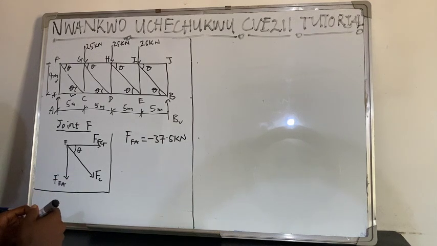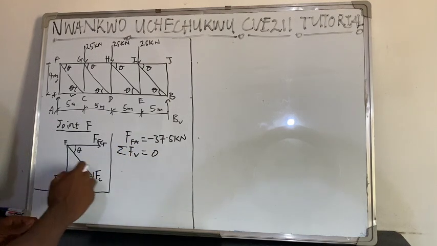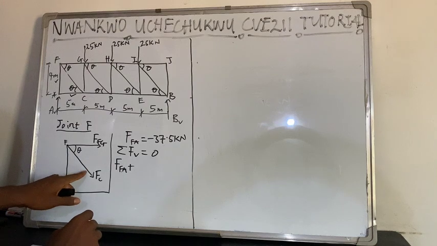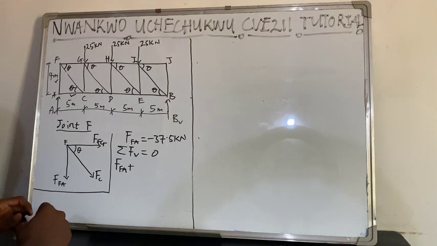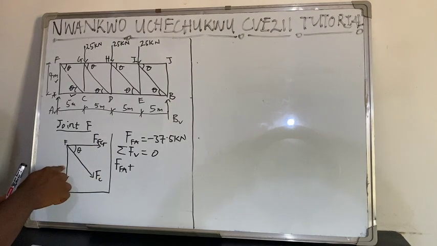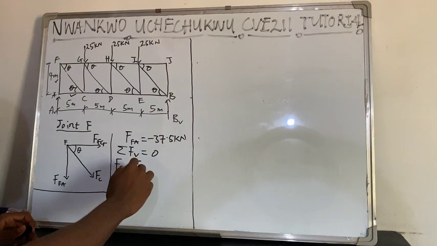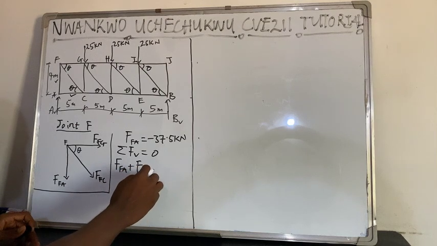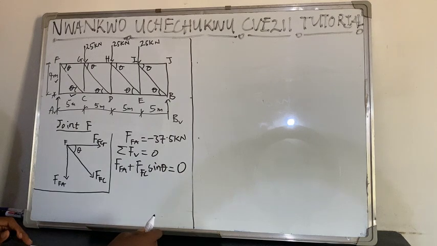So we start resolving our forces. Sum of vertical forces is equal to zero. So we have FA plus, because they're acting in the same direction, FC. So I resolve FC to the vertical axis. Like I said, when you're closing, you use cos, but when you're opening the angle, you use what? Sine. So we have FA plus FC sine theta is equal to, there's no force acting in the opposite direction, so we have it as zero, right?